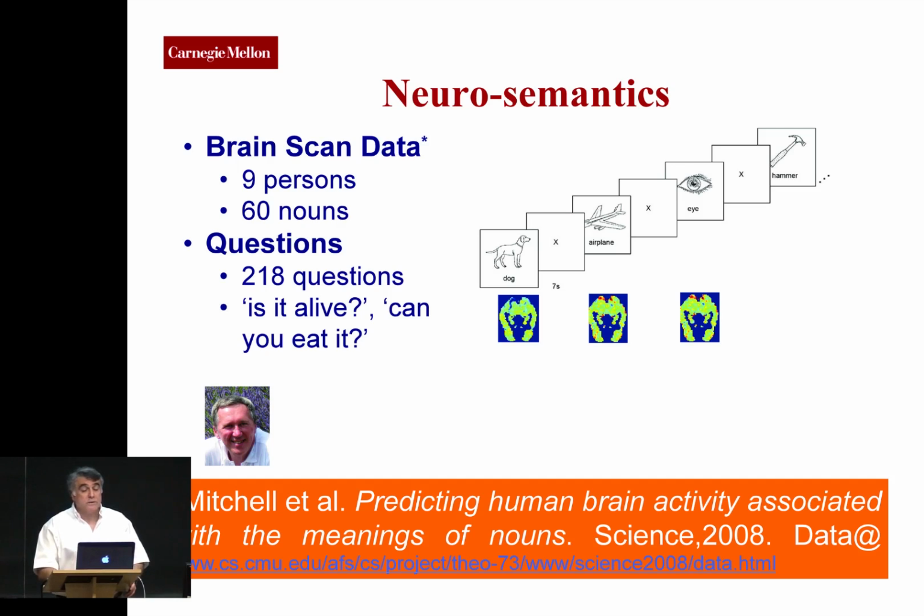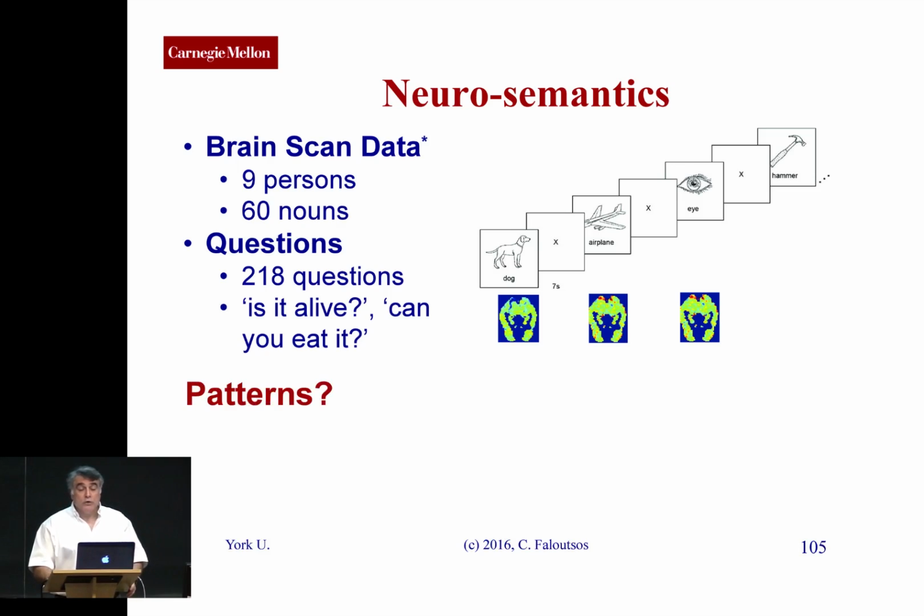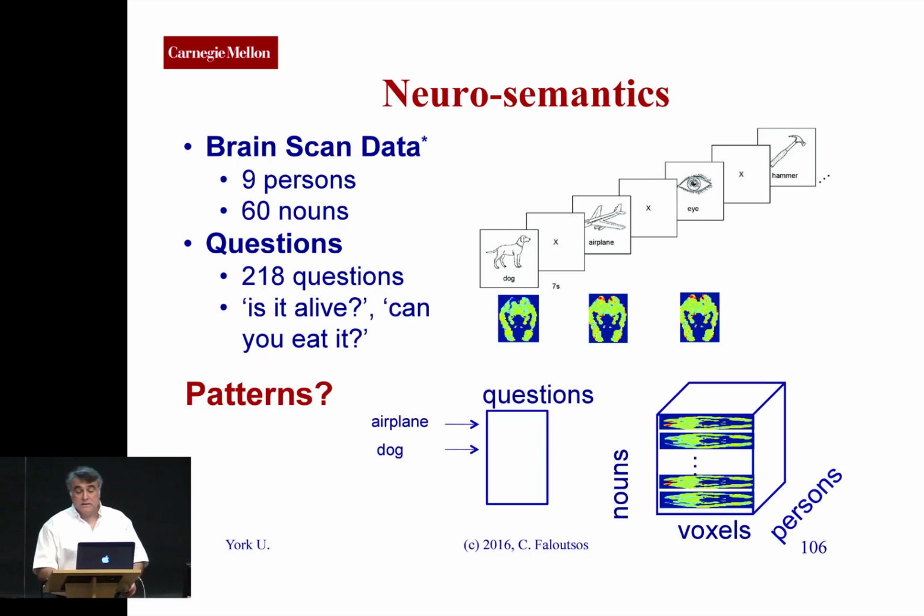And for every object, we had roughly 200 questions. Is it alive? Can it fit in your hand? Can you eat it? Can it attack you? Can it hurt you? So the person had to answer yes or no. Dog, can it eat you? No. Is it alive? Yes, right? And so on. And we record the brain activity, right? So if we do the joint decomposition of all these pieces of information, this is a tensor, so this is a matrix tensor coupled factorization.